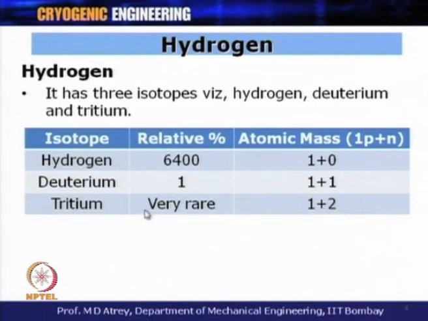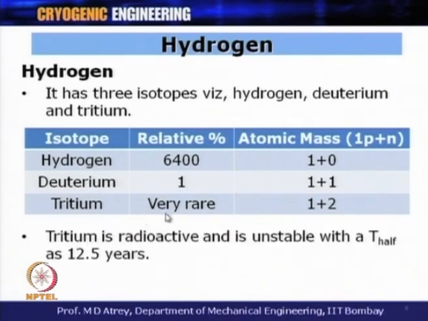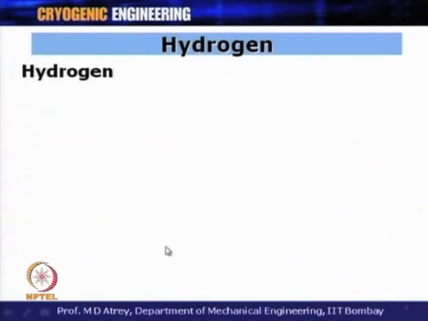Now, tritium is a very rare gas in comparison to hydrogen and deuterium. In addition, tritium is a radioactive gas and is unstable, with a half life of 12.5 years. So, whenever we have to deal with tritium, one has to be very careful, worry about its radioactivity, and take all the measures to deal with it. In fact, it is not normally used in commercial operations. What we normally use is hydrogen, of course, and sometimes deuterium as heavy water, etc. We will come to that later.